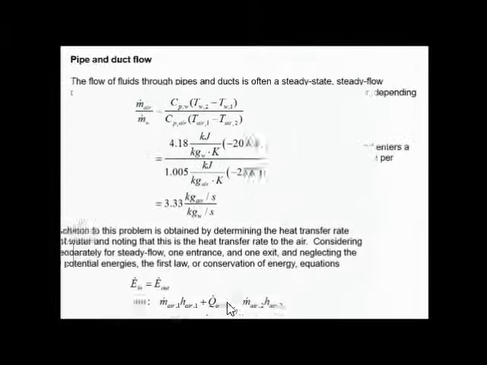Now for the second solution, this problem is obtained by determining the heat transfer rate from the hot water and noting that this is the heat transfer rate to the air. Now consider each fluid separately for steady flow, one entrance and one exit, and neglecting the kinetic and potential energies. The first law of conservation of energy equation becomes E input equals E output. So for the air case we have m air, mass of air, into h enthalpy of air, plus Q. Similarly that of the water. And Q input air equals Q output water.